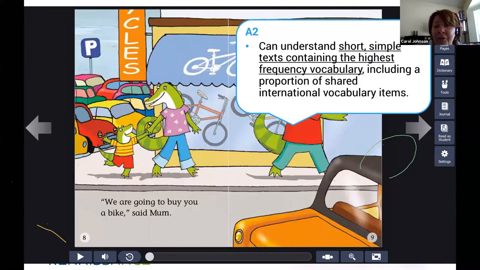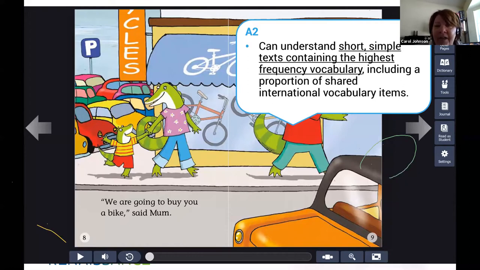So let's move to A2. A2, notice again, I've got transportation as the topic. I'm staying with that theme. And students at this level can understand short, simple texts with high frequency vocabulary. So this book is an example of how you would support a student at that level.